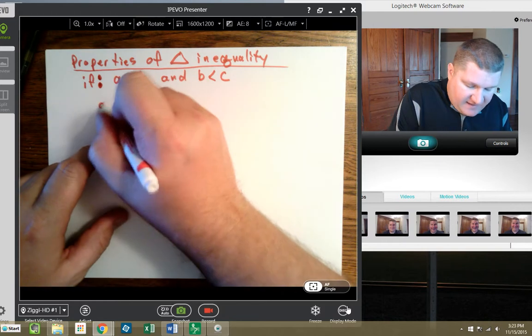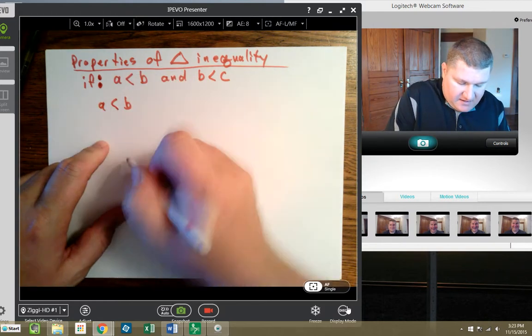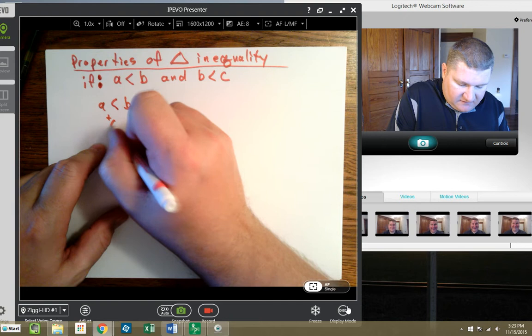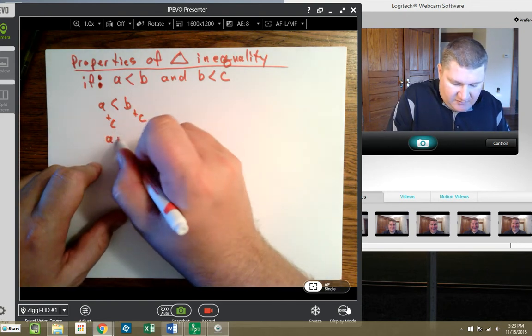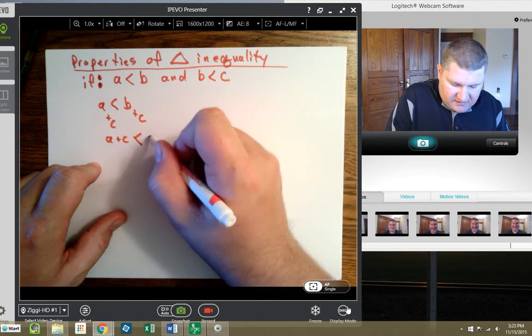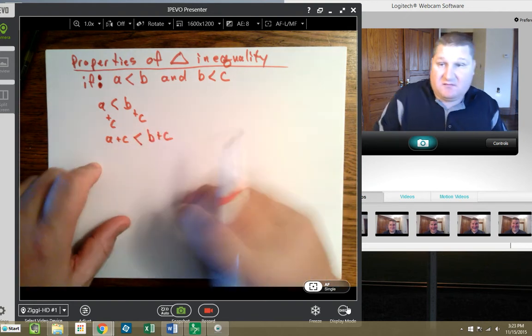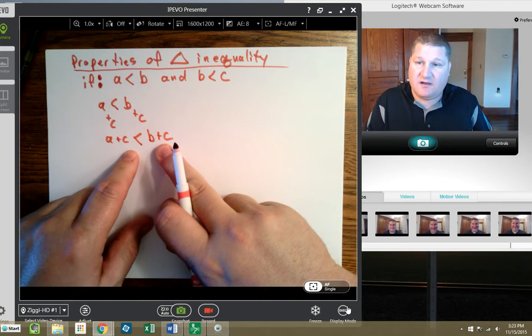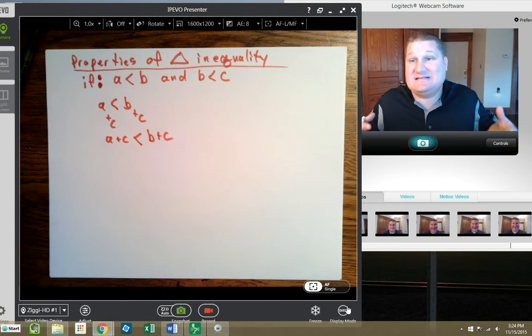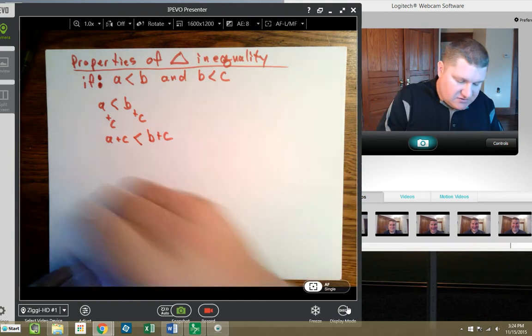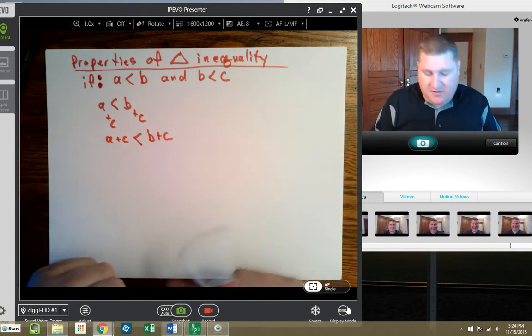Well, if A is less than B, and I add something C to A and I add something C to B, then A plus C is still going to be less than B plus C, because if I add the same amount to both sides and one was less to begin with, it's still going to be less. So that would be the addition property of inequality.